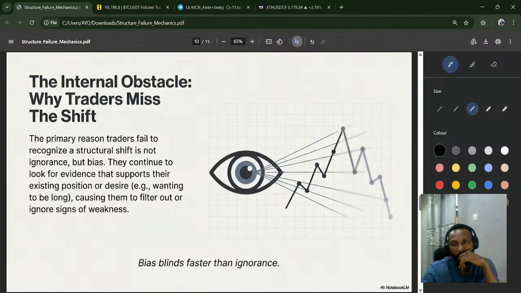All right, so we've all done that. I'll repeat it again before I move on to the next one. The primary reason why traders fail to recognize a structural shift is not ignorance but bias. They continue to look for evidence that supports their existing position or desire, e.g., wanting to be long, causing them to filter out or ignore signs of weakness.